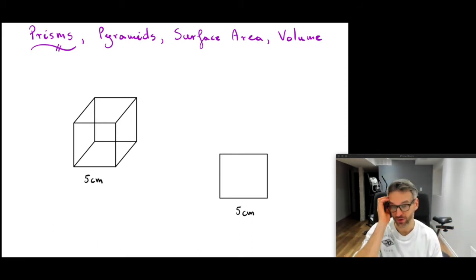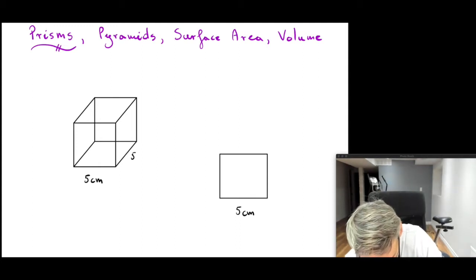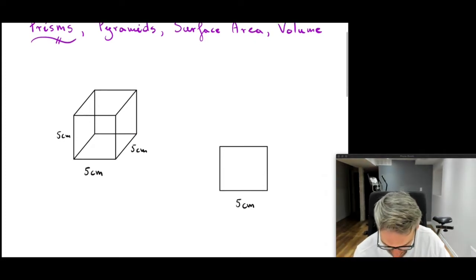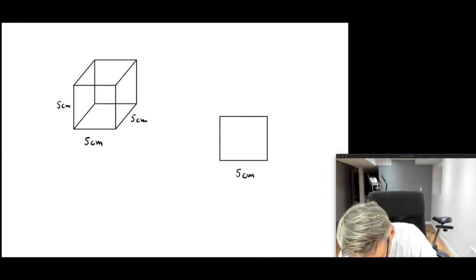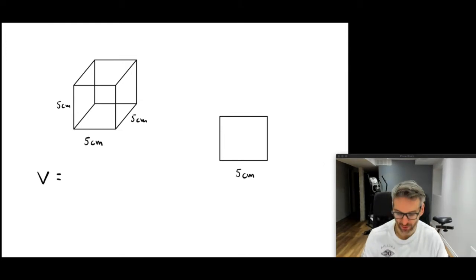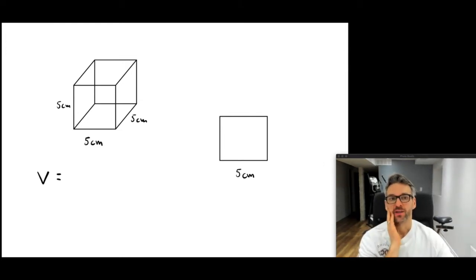So here is a cube, and let's assume that every side is 5 centimeters. So this is 5 centimeters, and of course the height is 5 centimeters. If you take the volume of a cube, students know that it's going to be base times height times width, or basically the multiplication of the 3 sides.